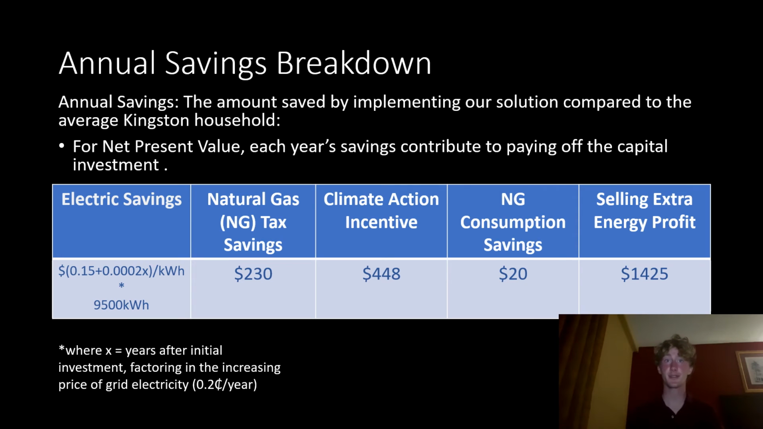Each year's savings for the system are different. However, with grid-based electricity costs rising by 0.2 cents a year, the savings increase over time. Other contributors to the annual savings come from the climate action incentive programs, not having to pay for natural gas or the steep carbon taxes, and from extra generated energy that we sell to local households.